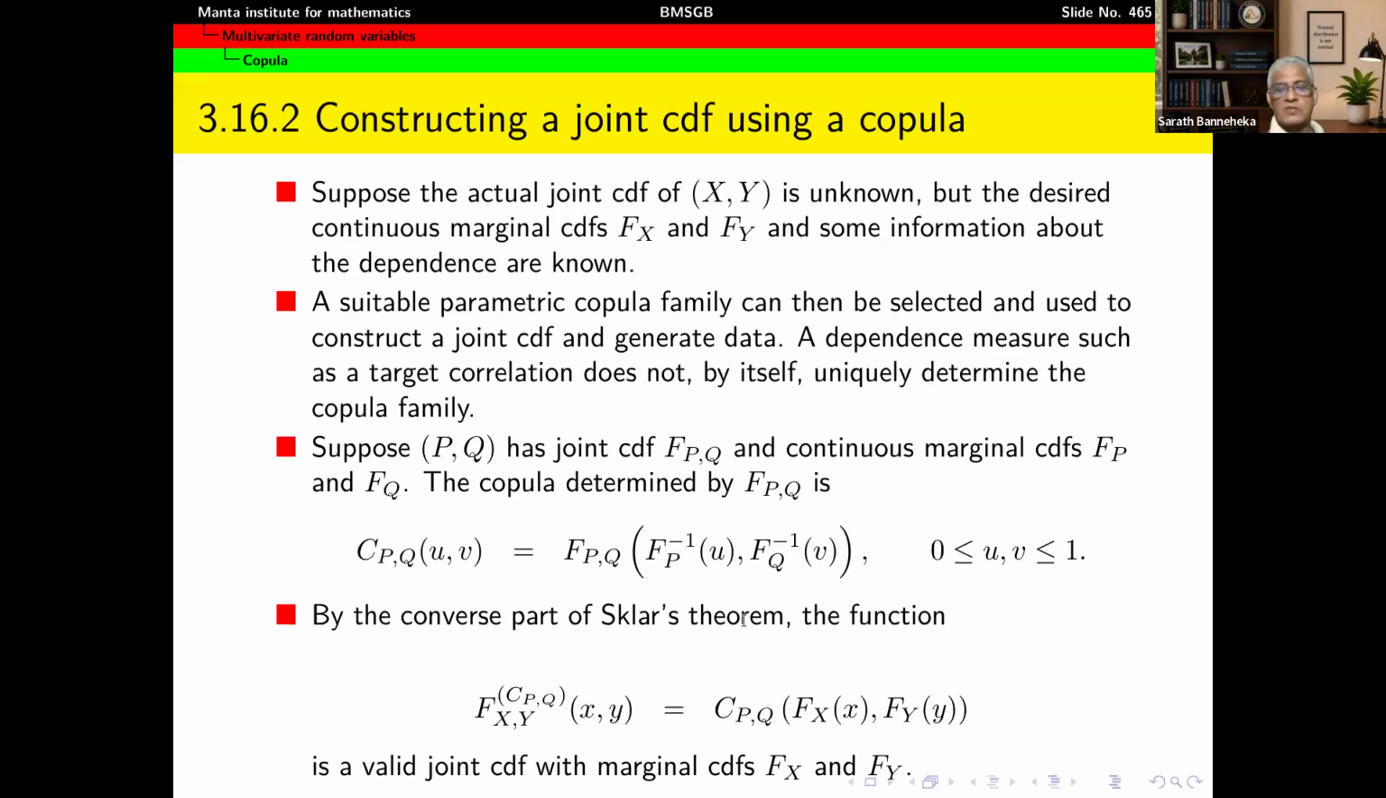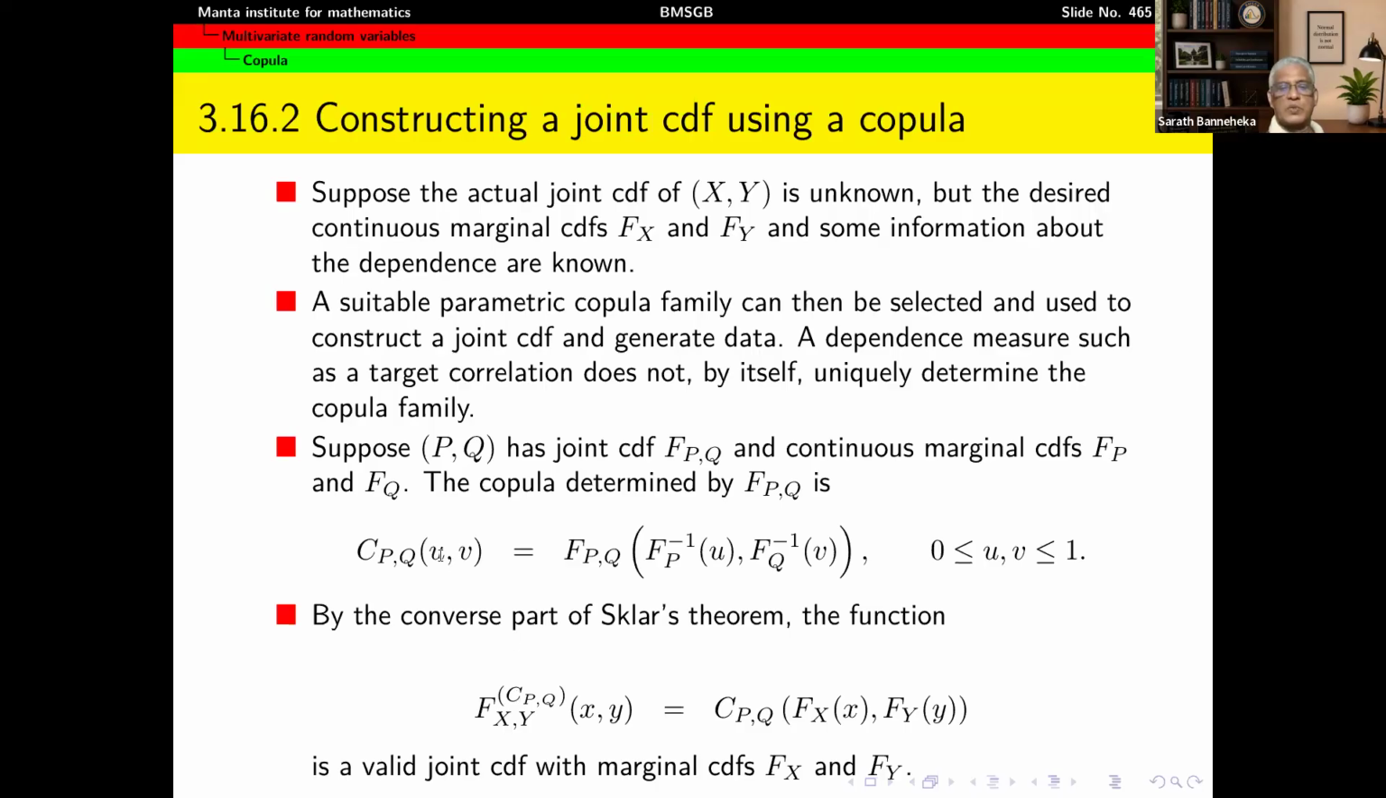By the converse part of Sklar's theorem, consider this function C(P, Q; U, V). If you substitute, instead of U and V, Fx(x) and Fy(y), we get some expression, and we denote that expression by this notation. We don't know yet what we are going to get.